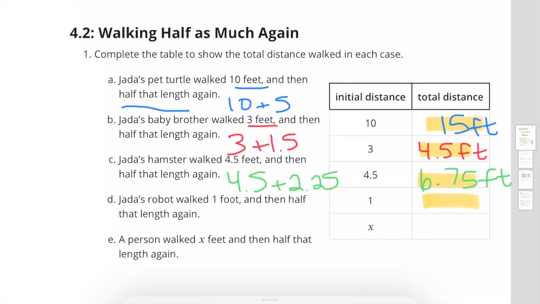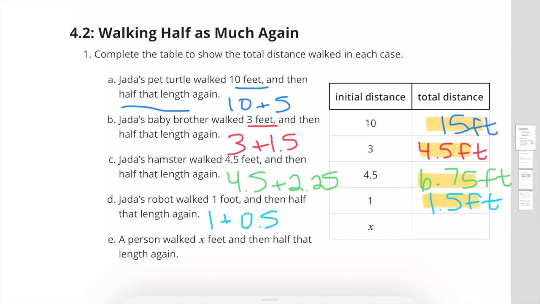Okay, Jada's robot walked 1 foot and then half that length again. So how far did Jada's robot walk? So the robot walked 1 foot and then half that length again. Half of 1 foot would be 1/2 or 0.5. So the robot walked 1.5 feet.